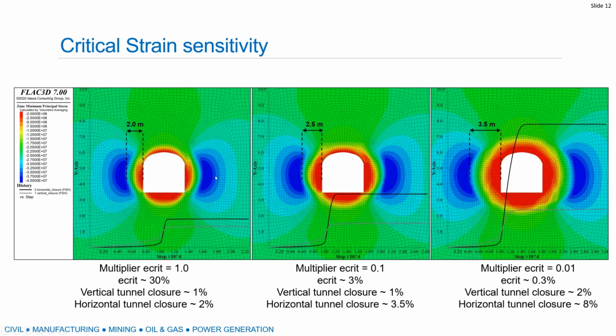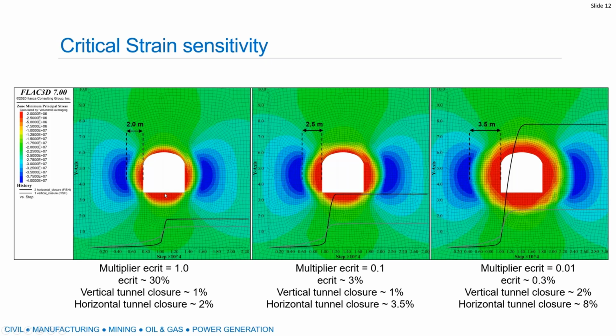And you can see the importance of this parameter. This is a drift being excavated with a 5-meter span at 1,000-meter depth. And the only thing that we have changed here between the three cases is the multiplier for this critical plastic shear strain.